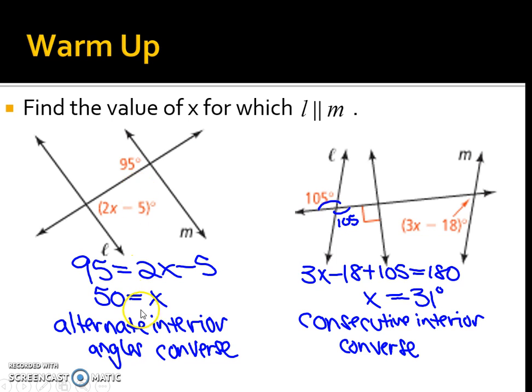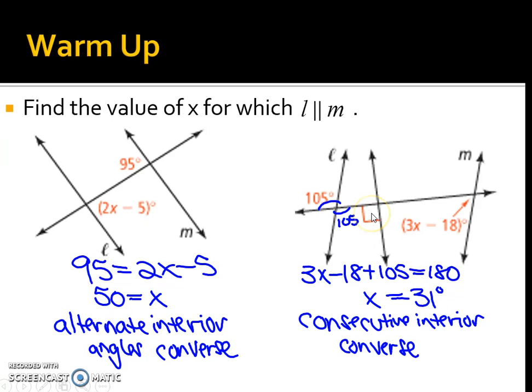The first one, the x is 50. 95 and 2x minus 5 are congruent because they are alternate interior angles. And if you look at the notes, the alternate interior angle converse is what we use to prove parallel lines. So you can make them equal to each other. So 95 equals 2x minus 5. You're going to add 5, which is 100, divided by 2, which is 50. So x equals 50.